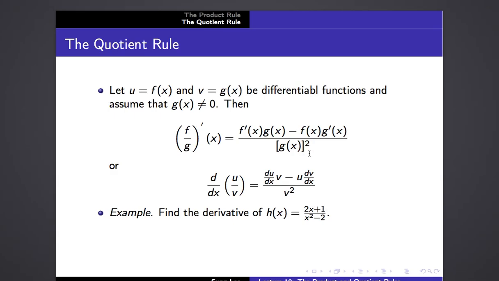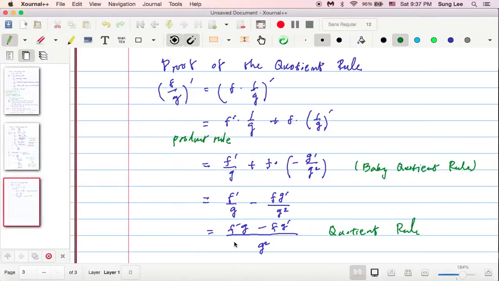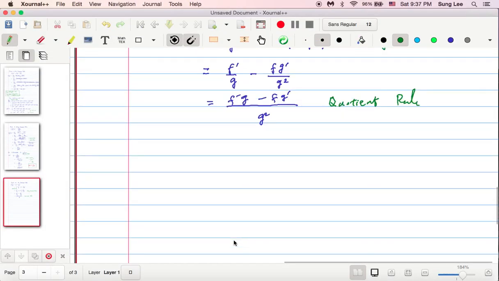So here's an example. Find the derivative of h of x, which is given by 2x plus 1 over x squared minus 2. So let's find the derivative of this, which means I have to go back to my notepad. Example.